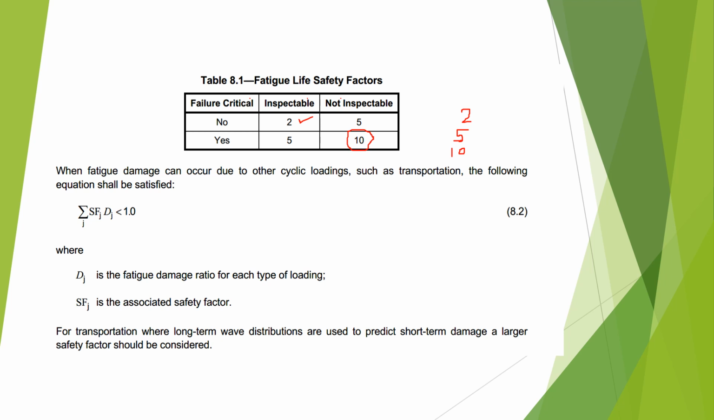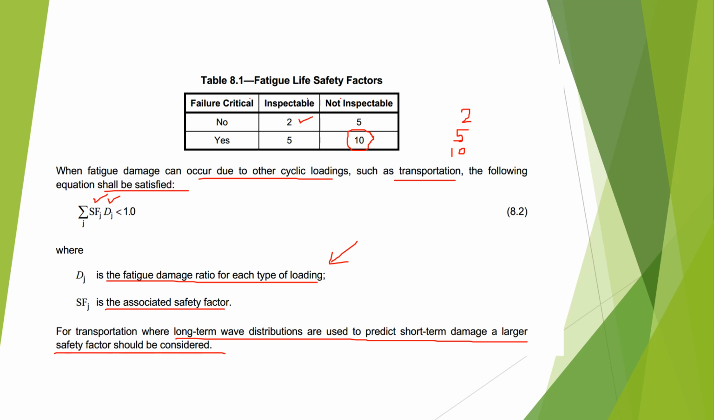When fatigue damage can occur due to other cyclic loadings such as transportation, the following shall be satisfied. That means it needs to be accumulated. D_j is the fatigue damage ratio of each type of loading, with an associated safety factor. For transportation, where long-term wave distributions are used to predict short-term damage, a larger safety factor should be considered.